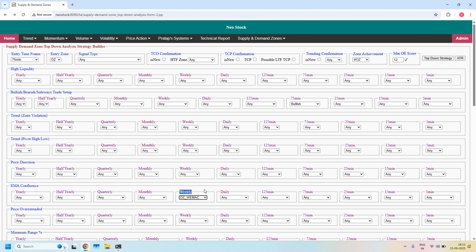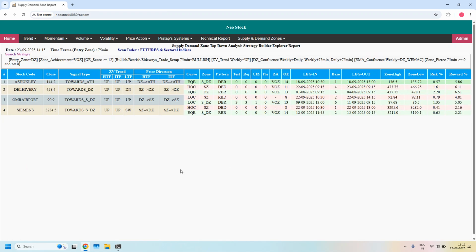But at the same time, EMA should not be used in sideways trend. So we don't want sideways trend stocks. So we want only uptrend, because in bullish trade setup, we always use uptrend, not downtrend. That's why selected up. Let's filter. So we got all the 4 stocks that are having uptrend filtered. That means these 75 minutes demand zones might be having more high probability to get success.